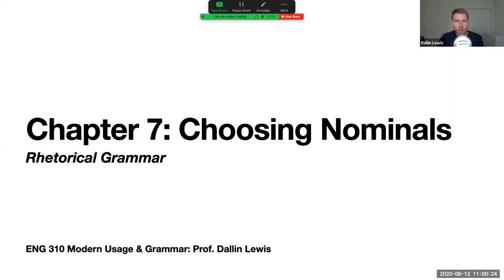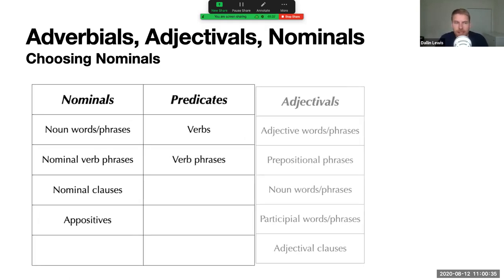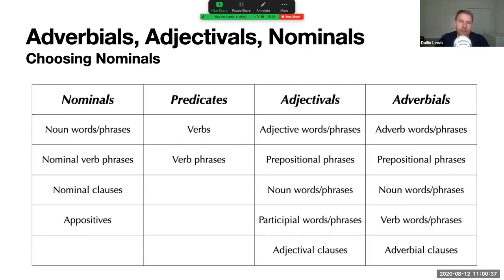Okay, so in this lecture, we will be looking at nominals. These are those words, phrases, and clauses that serve the function of a noun. So we've looked at adjectivals and adverbials and the many different forms that they can take. And nominals are pretty similar in that they can also take many different forms, but they're also much more fundamental to the parts of a sentence.